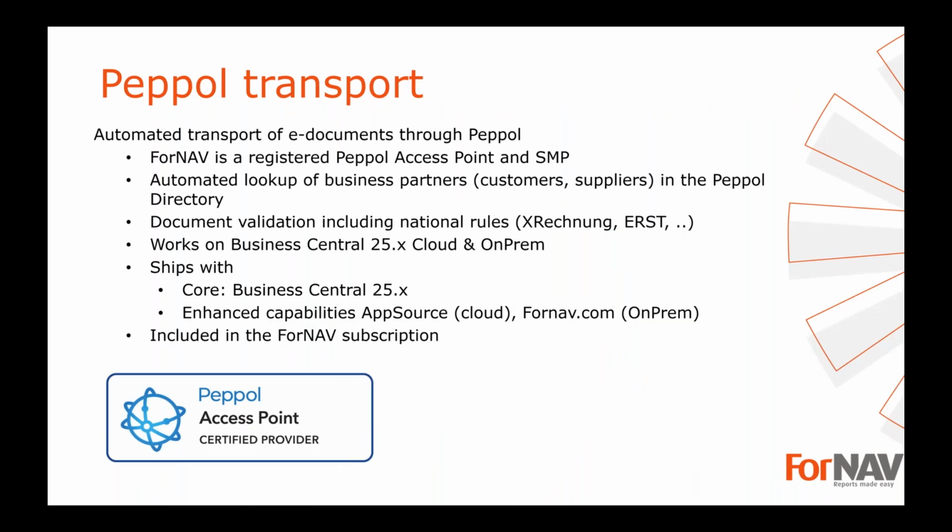So again, Peppol Transport is a transport to Peppol, and 4NAV is the registered Peppol access and also the address book provider. We also do automatic lookup of customers and vendors in the directory for you, and we support document validation. This is also important because every country has their own rules, which are defined by them, and we have a validation service that will reject the document if it's not compliant with where you want to send it.